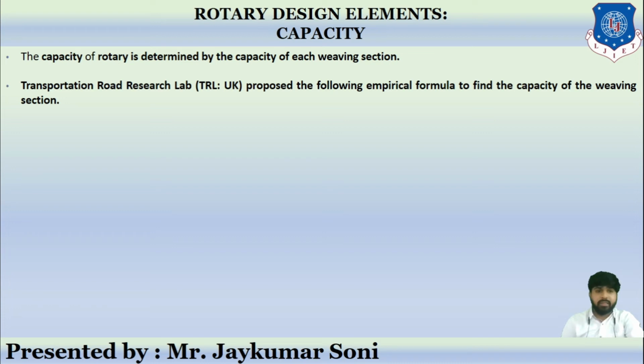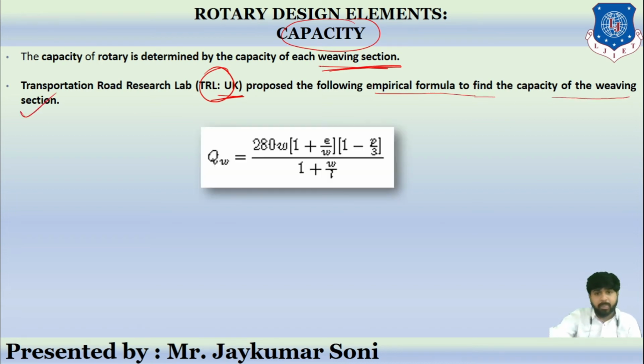Then comes the capacity. See, the capacity of rotary, that is how many vehicles can be accommodated, is determined by the capacity of each weaving section. We have learned about weaving action: the width of weaving should be plus one, the length, and the entry and exit. So that is how many vehicles it will accommodate. The Transport Road Research Laboratory, also called TRL, situated in UK, had proposed one empirical formula with the help of which we can find out the capacity of weaving section. This is the equation.